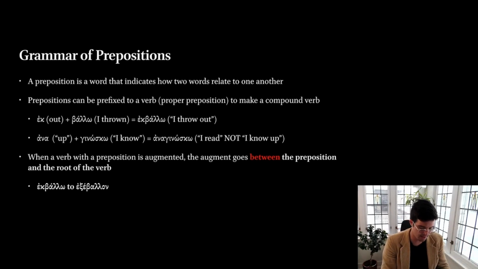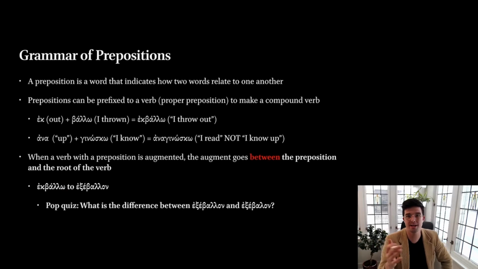In the case of ekbalo, our example from up here, if we wanted to make this into an imperfect, it would be exebalon. Notice that our epsilon augment has gone in between our ek and our balo, and this has also caused the kappa to change to an xi. You'll see this kind of change fairly regularly, where you can still recognize the consonant insofar as they make the same sound, but you'll see consonants change slightly.